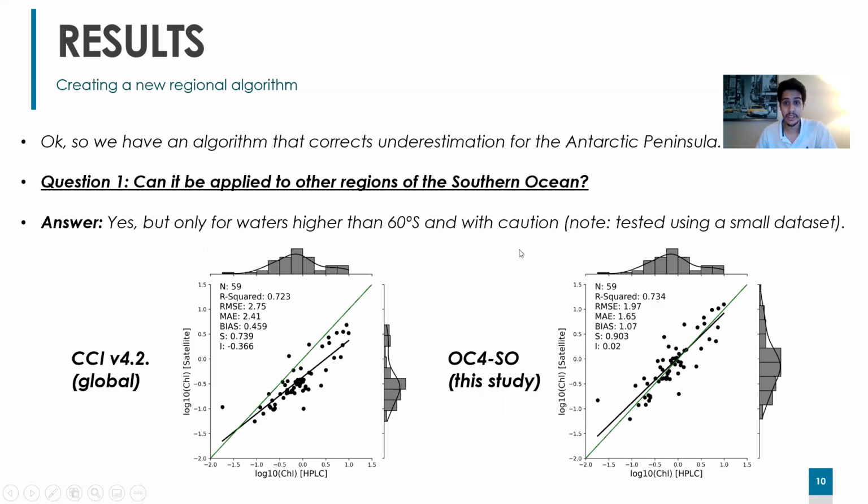So we have an algorithm that corrects for underestimation in the Antarctic Peninsula. Can it be applied to other regions of the Southern Ocean? Yes, but only for waters south of 60 degrees south and with caution. We use a small independent data set, again from the Valente et al. paper, and we saw that the OC4-SO outperformed the CCI global product.